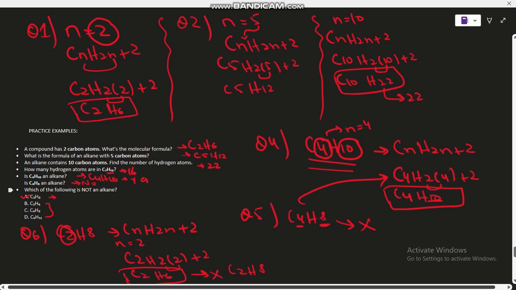So this is how you figure out the general formula, and these were some practice examples for that. Okay, cool.